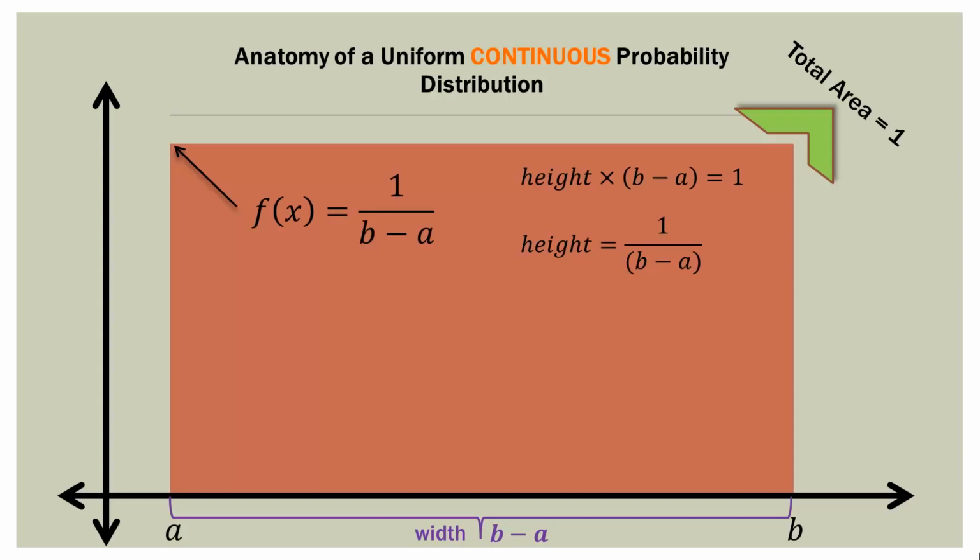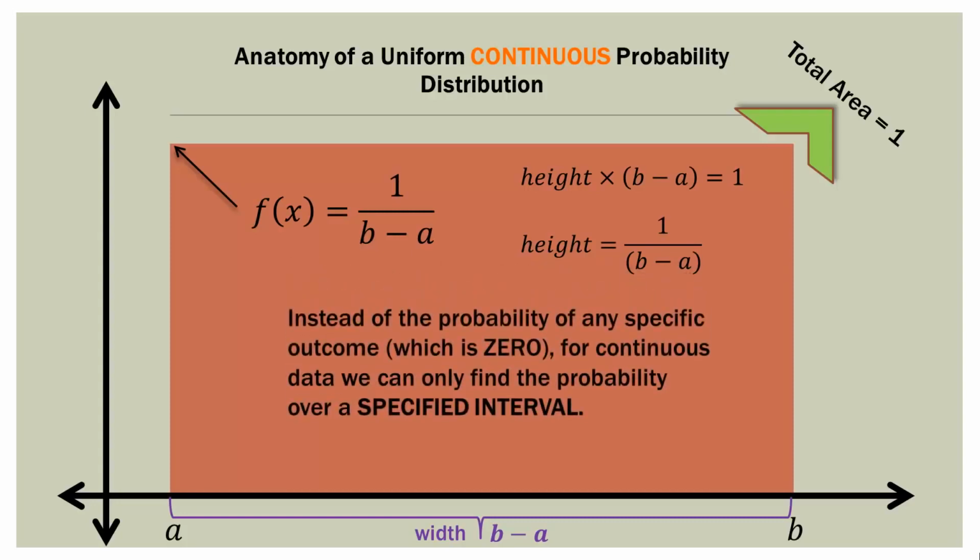Now, with this continuous uniform distribution, we talked about a very important concept. The probability of any specific outcome in a continuous distribution is 0. And we'll review why that is here in a second. All we can do in a continuous distribution is find the probability over an interval of outcomes or a range of outcomes. So think about this.